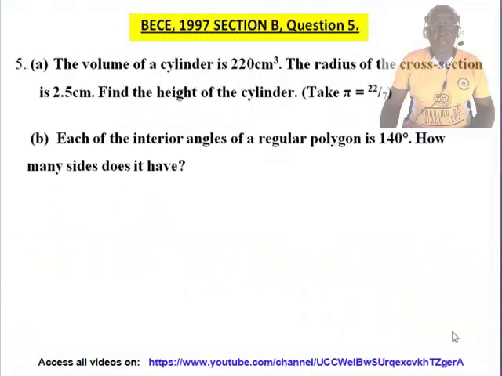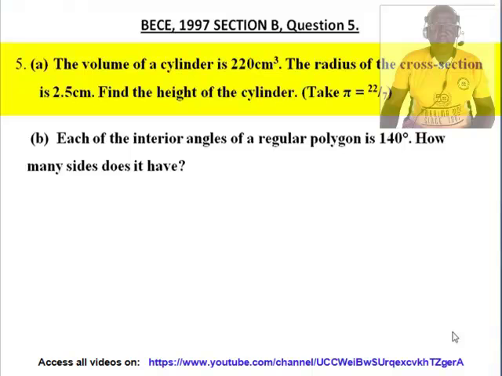BECE 1997, Section B, Question 5. 5a. The volume of a cylinder is 220 cm cubed. The radius of the cross-section is 2.5 cm. Find the height of the cylinder. Take pi equal to 22/7.